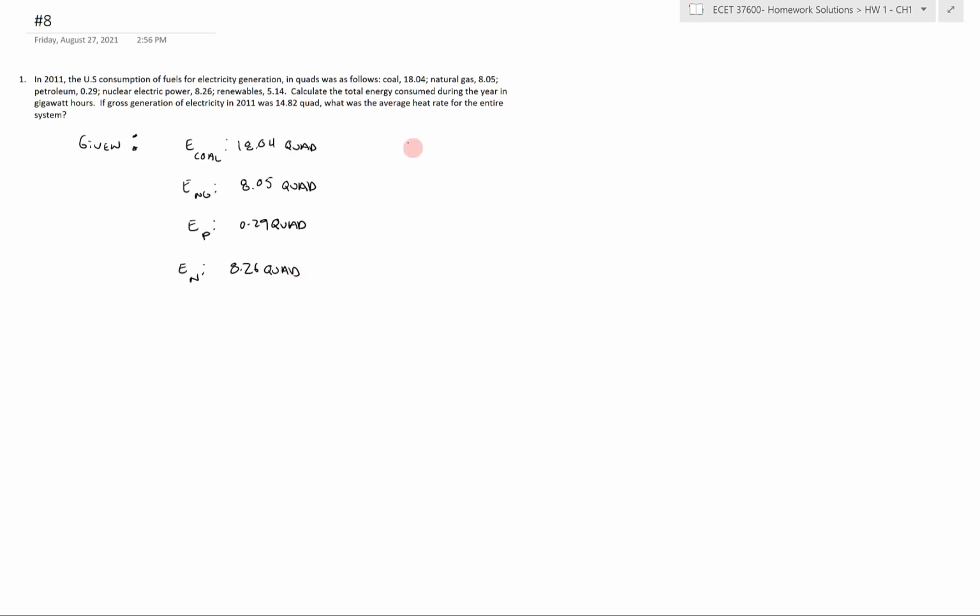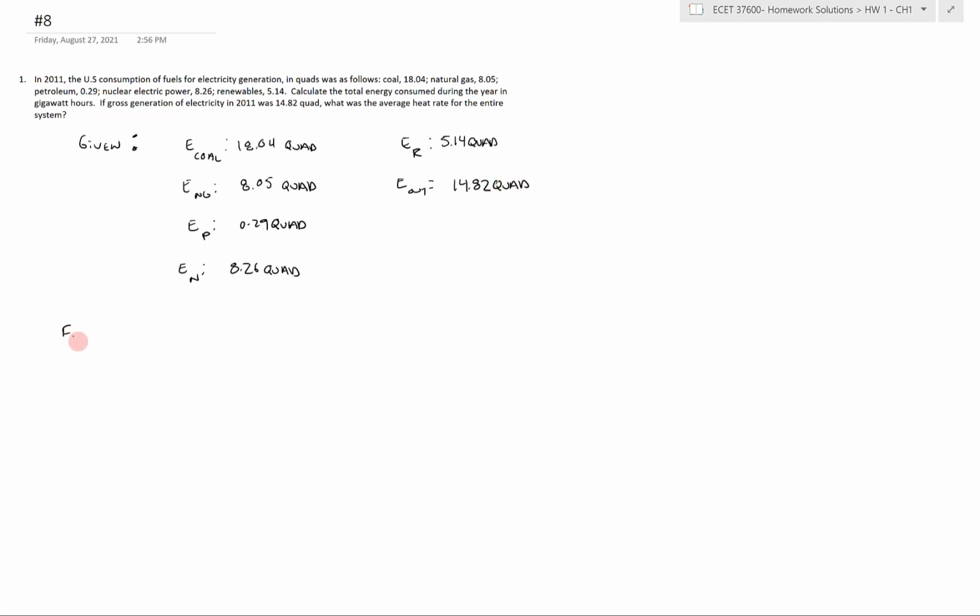Going to start over here now. We had some renewable energy. Give that the subscript R, E sub R. That was 5.14 quad. We also know that the gross generation of electricity was 14.82. Gross is just how much output we had in electric energy. So the output electric energy is 14.82 quad.